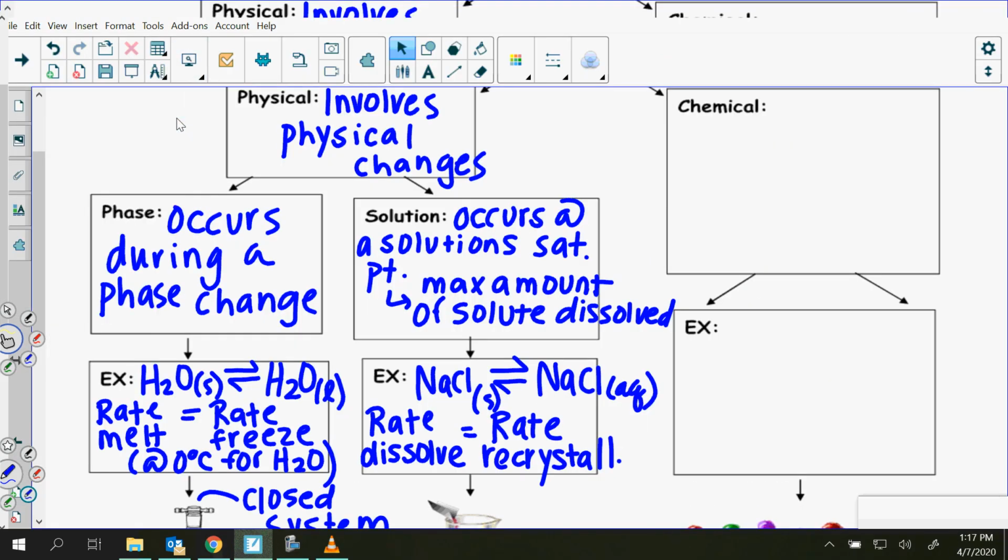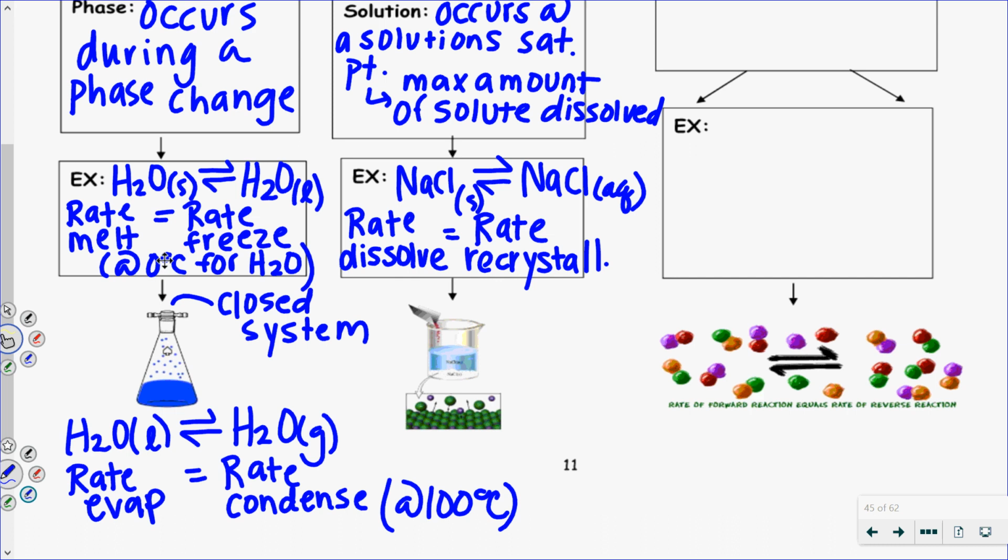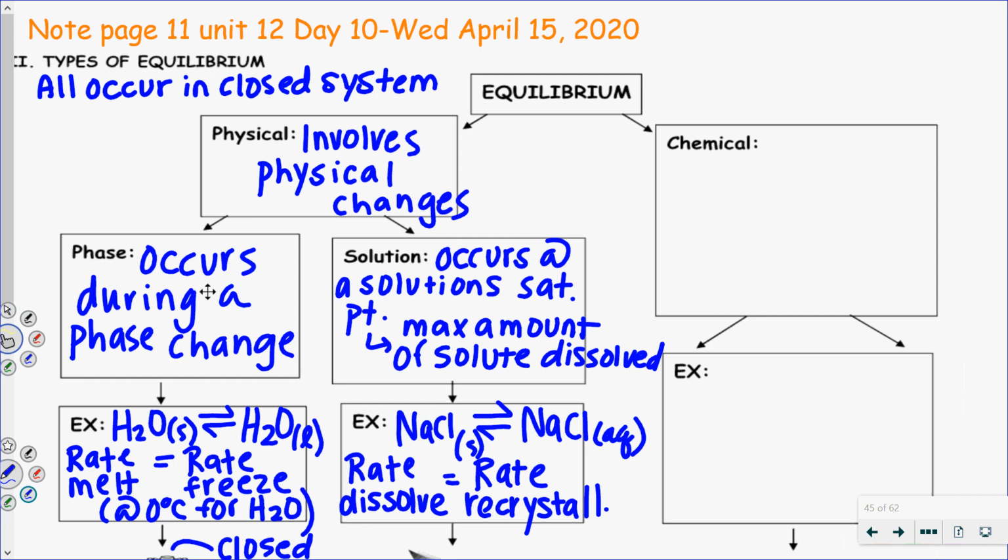Okay, and you can kind of see that picture down here. They zoom up on salt water, showing that the rate at which the salt is leaving in dissolving is happening at the same rate at which it's reforming the solid. All right, so those are both physical equilibrium. We're not forming anything new. They're just changing either phase or it's being dissolved in solution at the saturation point.